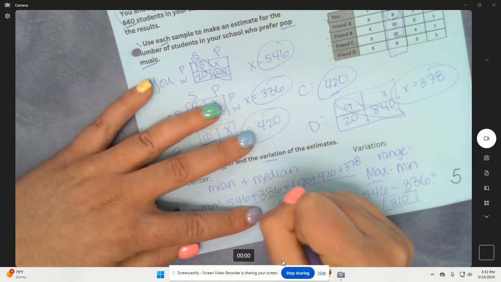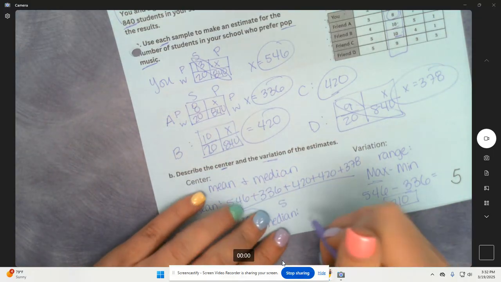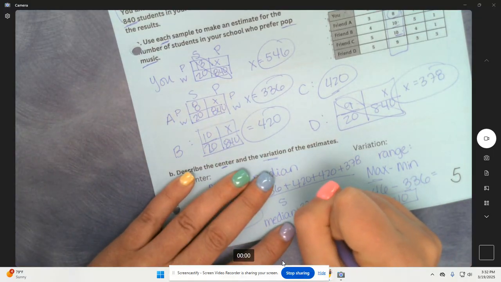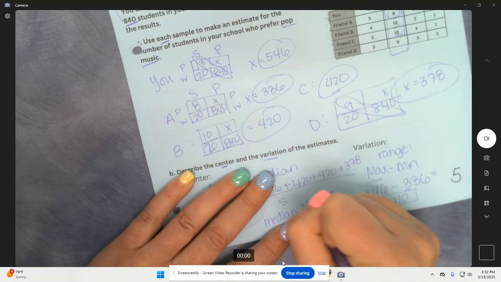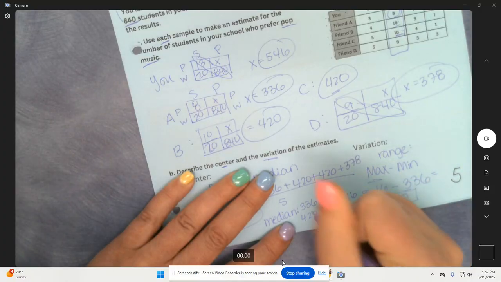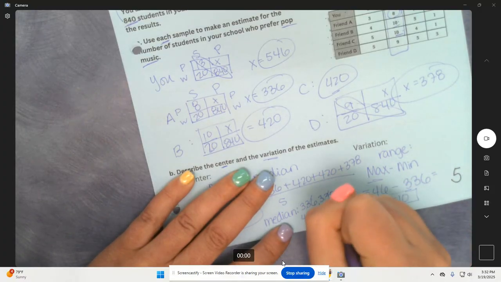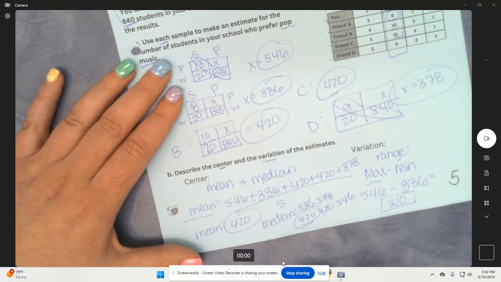For our median, remember the median's the middle, so we have to put our numbers in order from least to greatest. So 336, 378, 420, 420, 546. And then we just go back and forth until we find our middle number, which is pretty close to my mean.